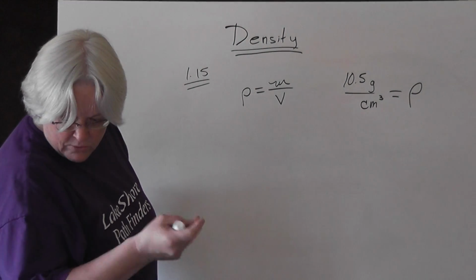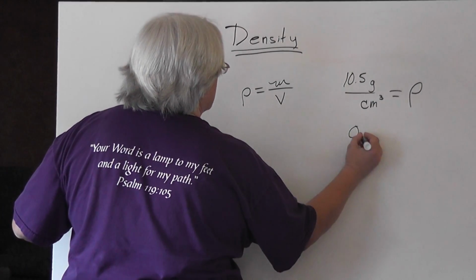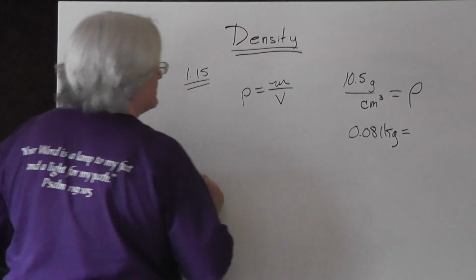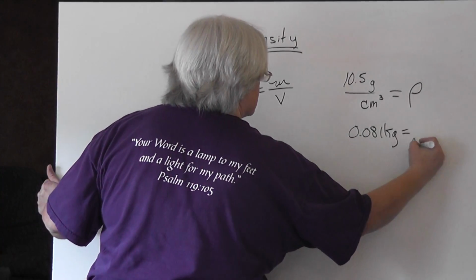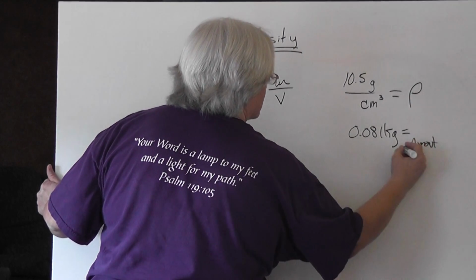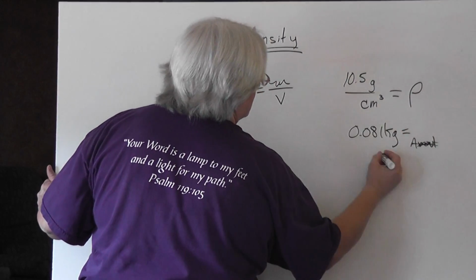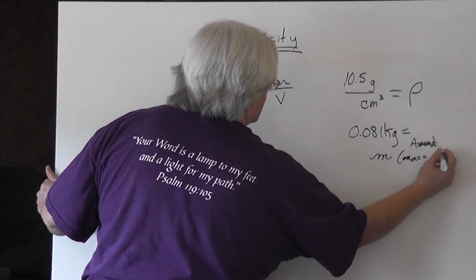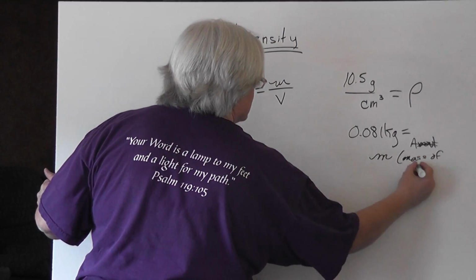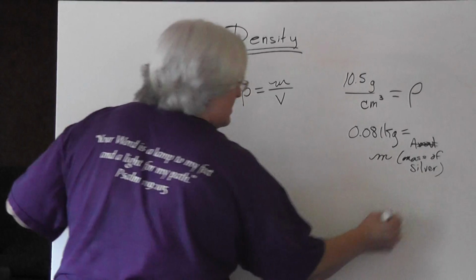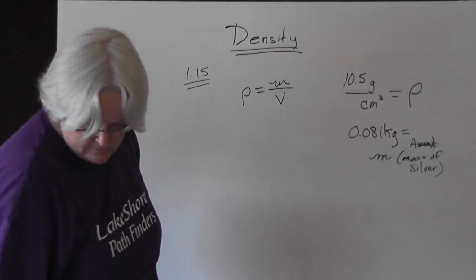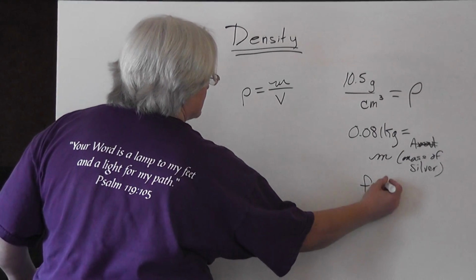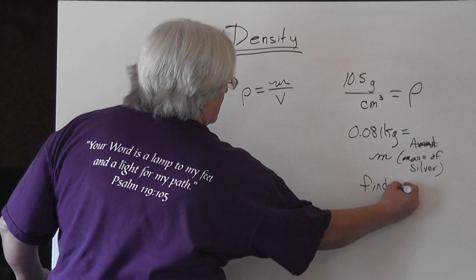A jeweler makes a silver bracelet out of 0.081 kilograms. That's the amount of the silver, the weight, the mass of the silver. So this would be M, isn't it? It's how much gravity pulls on it. What is the problem asking for? What is the bracelet's volume in what unit? Is it milliliters or liters? Milliliters. Find volume in milliliters.